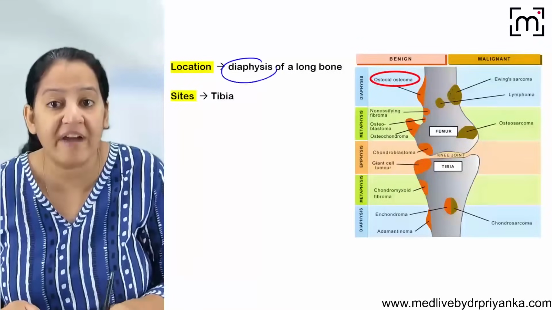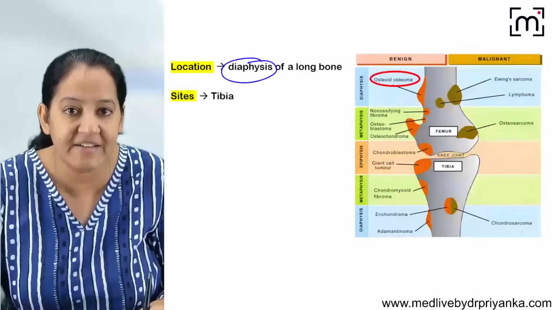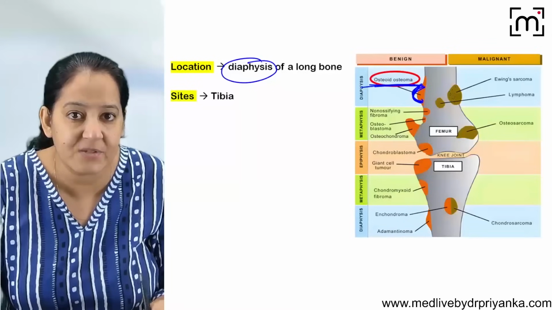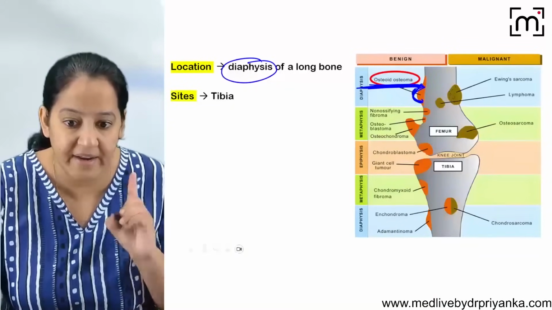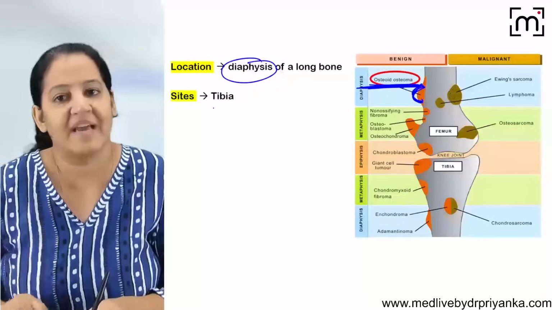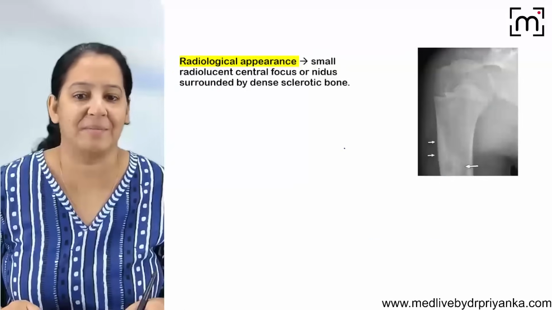Location: it occurs on the diaphysis of the bone. You can see it here. Can you see this one? It is occurring at the diaphysis, osteoid osteoma. You can check in the classification also. And most common site is tibia. Most commonly it occurs in tibia.